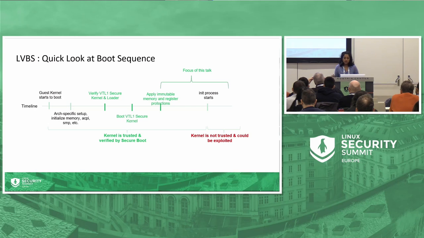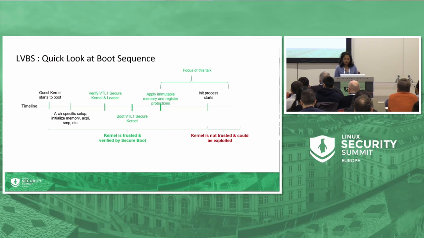Okay, a very quick look at the boot sequence here. One of the basic assumptions we have is that we need secure boot enabled. This is a security solution, so LVBS needs secure boot enabled. That means we assume the guest kernel can be trusted until the point where the first user process starts running, which is the init process in the case of Linux, because the guest kernel itself is verified by secure boot. Until that point, the kernel is possibly vulnerable, but it's not compromised yet. After the init process starts running, we assume that the kernel can be compromised.